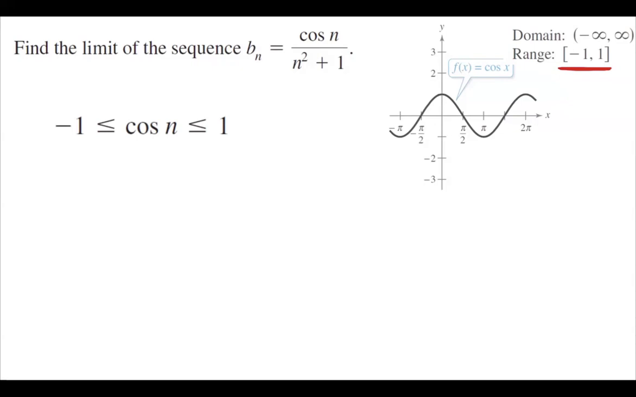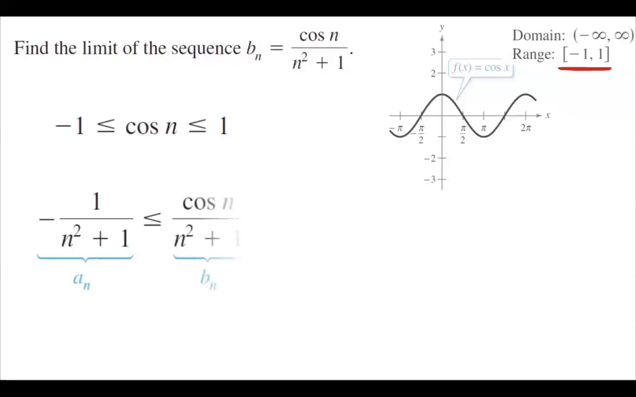Now we're positive in solving this problem. Why is that? Because -1 divided by n squared plus 1 is less than or equal to cosine of n divided by n squared plus 1, which is less than or equal to 1 over n squared plus 1. Well, what we did, we divided everything by n squared plus 1.